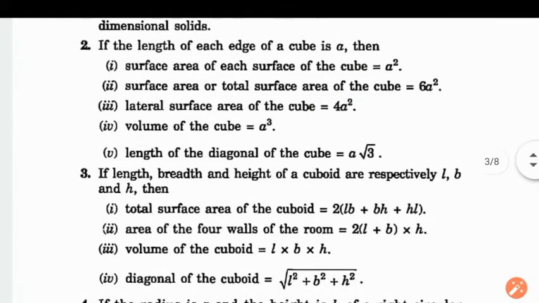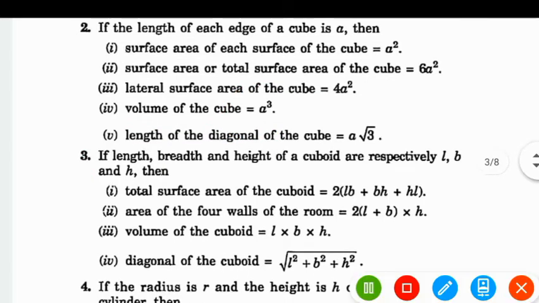Number 4, what is the formula to find the volume of the cube? To find the volume of any such solid, the formula is length into breadth into height. In the case of a cube, all the length, breadth and height are equal, right? That is why a into a into a gives you a cube.